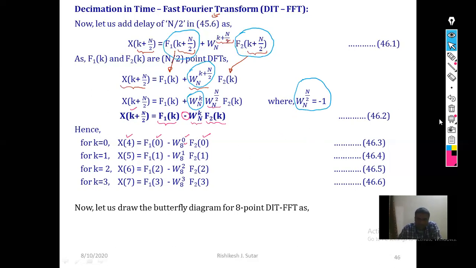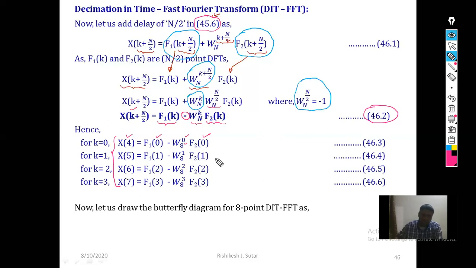Okay. So once I got these equations, the equations from the previous slide and from this slide, that is, in the previous slide we got x of 0, x of 1, x of 2, x of 3, and here I got x of 4, x of 5, x of 6, x of 7, and it is in terms of f1 of k and f2 of k. So let us consider those expressions. One is this 45.6, which we have seen in the previous slide, and next is this 46.2. Okay, so let us write that from that expression.